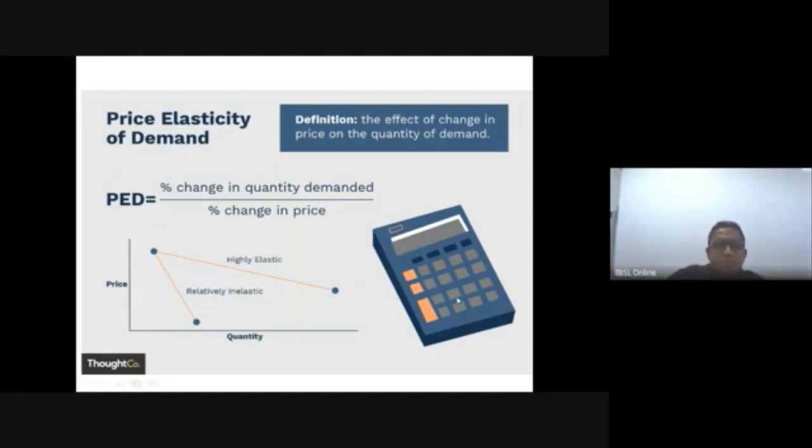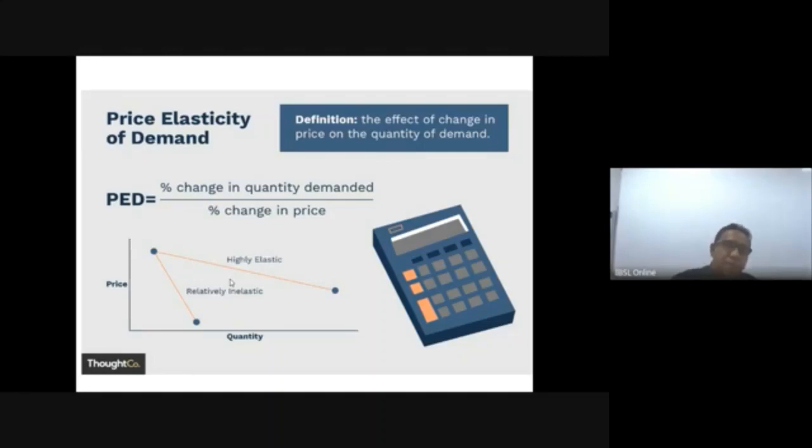Say for example you reduce the price of a certain product, thinking that the demand for the product will increase. It can happen in two ways. When you reduce the price, demand can increase by a bigger proportion. Those types of products are called highly elastic. But even if you reduce the price, if the increase in demand is comparatively low, they are called inelastic products.